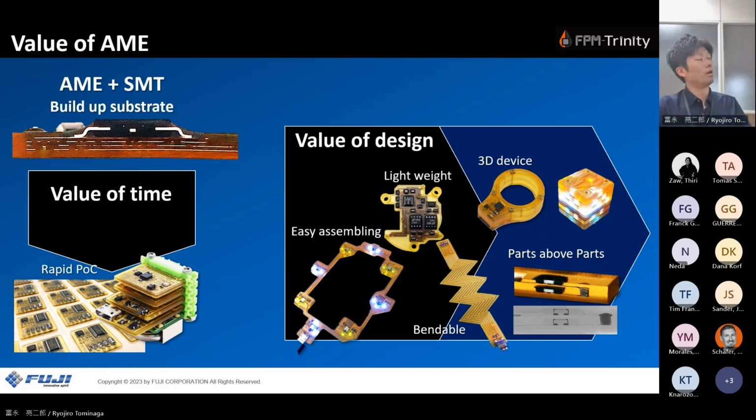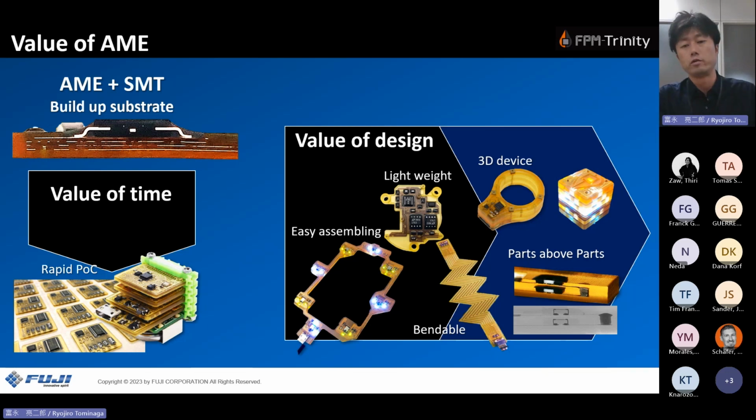Another direction is the value of the design. So designing capability for 2D and 3D. So we can make some unique structure device for easy assembling or very lightweight module. Or if we control the thickness, bendable substrate, we can make a rigid flex type substrate and 3D device. And now we are trying to form the parts on the part structure.